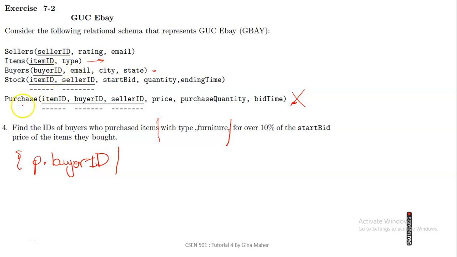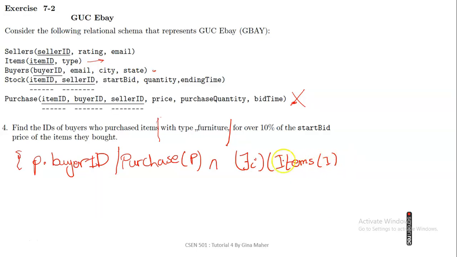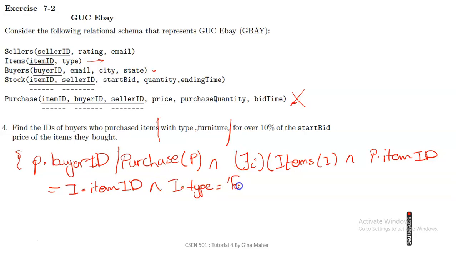So we are going to join between purchase and items. We are going to introduce a new variable, so we should use a quantifier. So we are going to use there exists item I, and we should write the condition of the join. What is the common attribute, or how can we join between purchase and item? Using item ID: P dot item ID equals to I dot item ID. Of type furniture, the type is in items, so we can specify this by writing I dot type equals furniture.